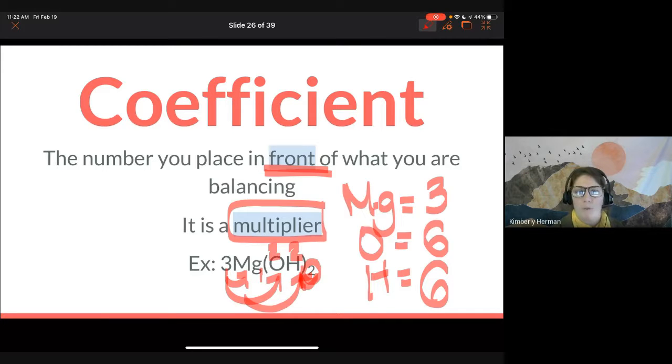You can only put coefficients in the front. You can't put them behind it, in the middle, or anywhere else. So when we start to balance, you'll see that there is a line for the coefficient on where the number needs to go for it.